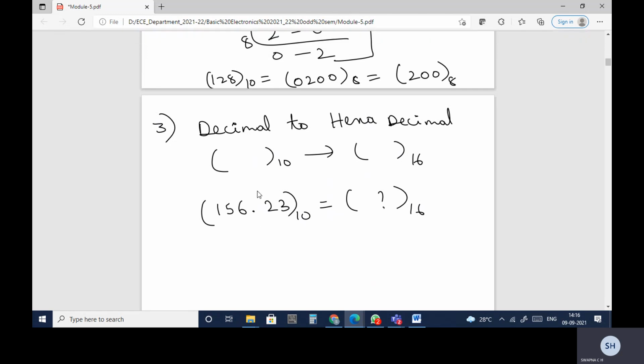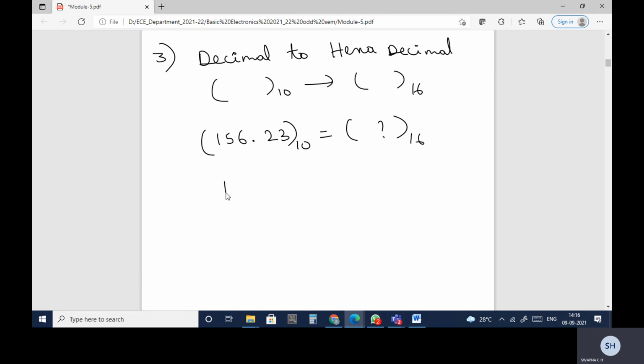Here, if you observe, I have both the integer part as well as the fractional part. First I'll take the integer part 156. I need to divide it by 16, and the fractional part you need to multiply by 16. Here the 2 I cannot take; the total 156 I need to take. 16 nines are 144. So 12 will be the remainder. Again 16 zeros, so 9 will be the remainder.